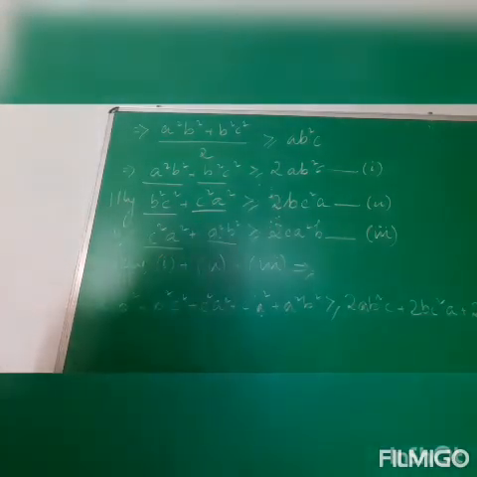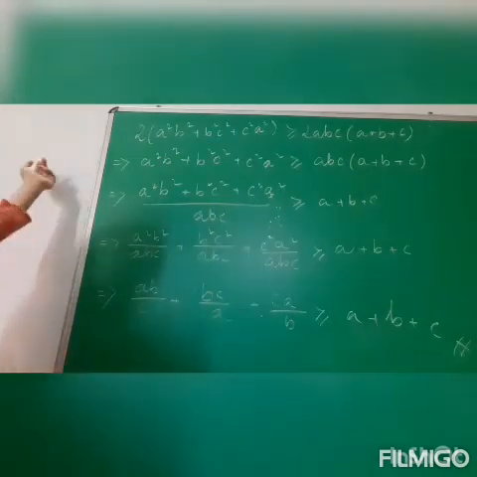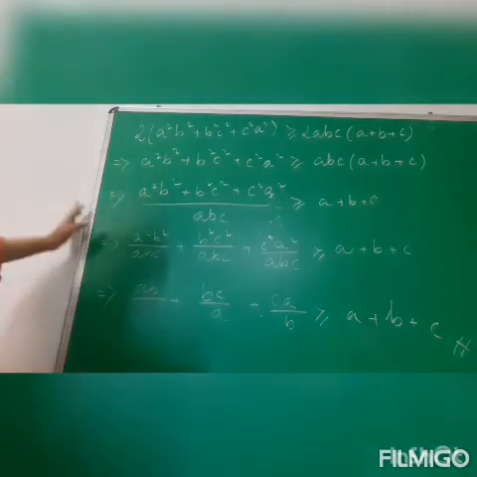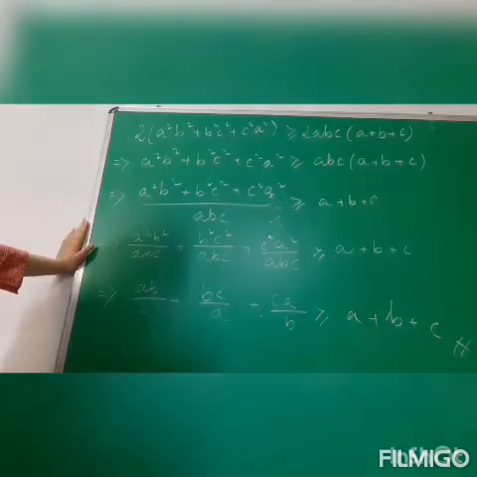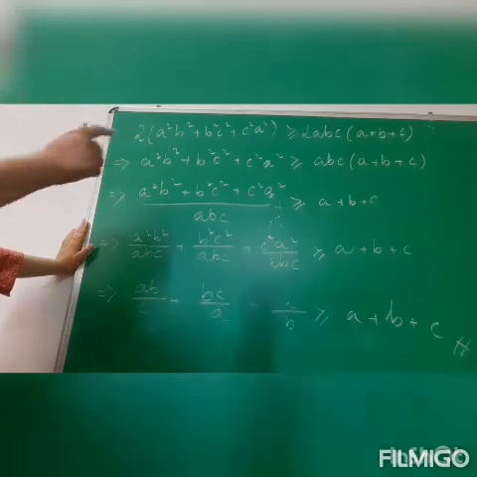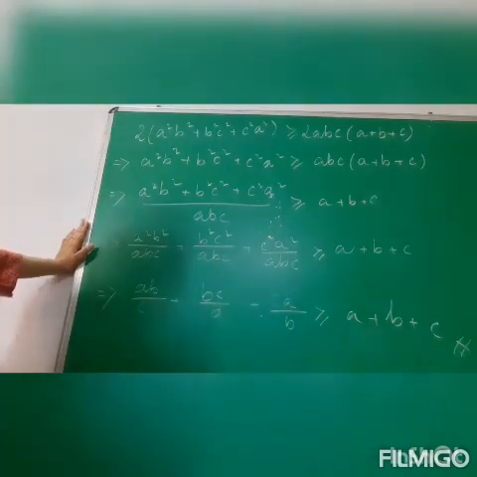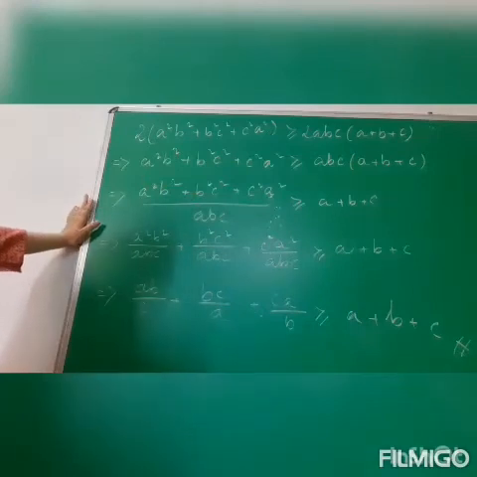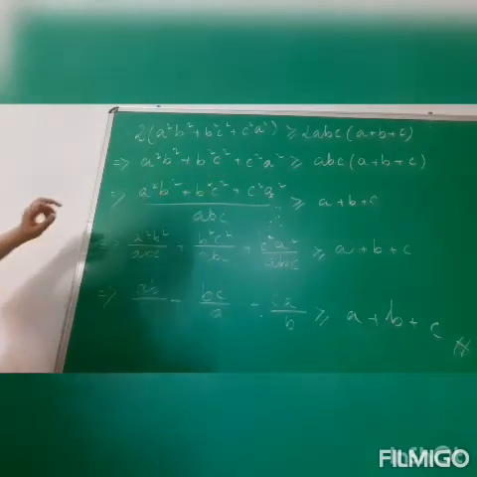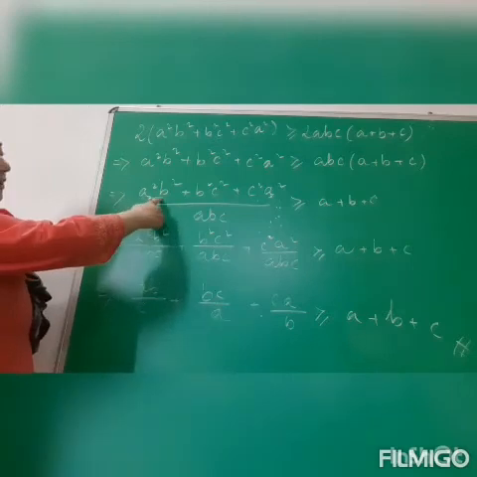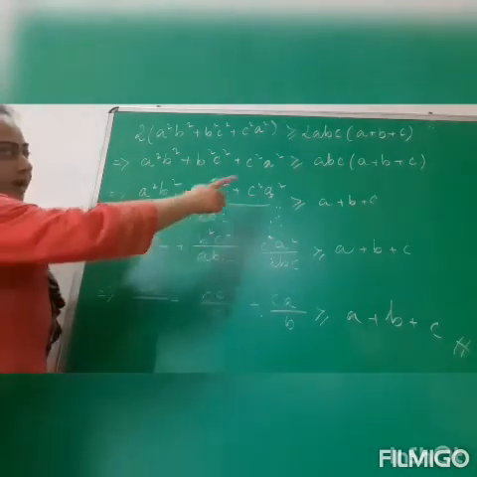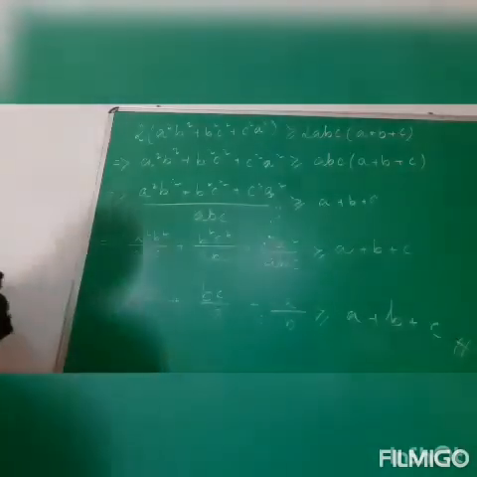Okay. Now since there are 2 of each term, so I can write 2 times a square b square plus b square c square plus c square a square is greater than equal to, from these 3 terms I can take common abc, so twice of abc in bracket a plus b plus c. Now divide these 3 terms with abc. How will I divide this? A square b square plus b square c square plus c square a square divided by abc, which is greater than equal to a plus b plus c.